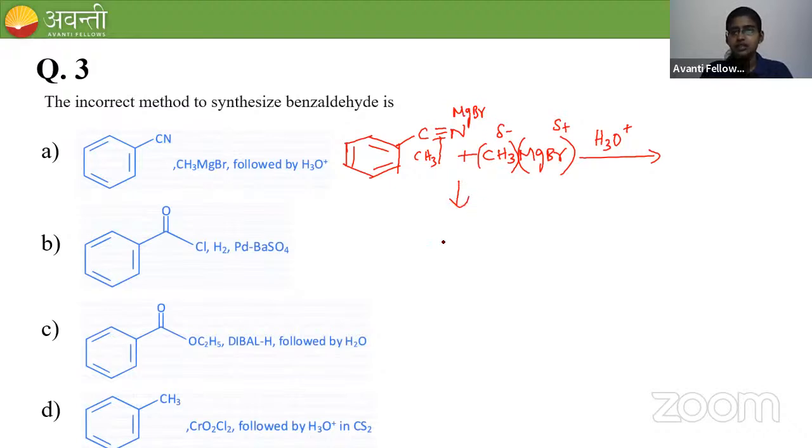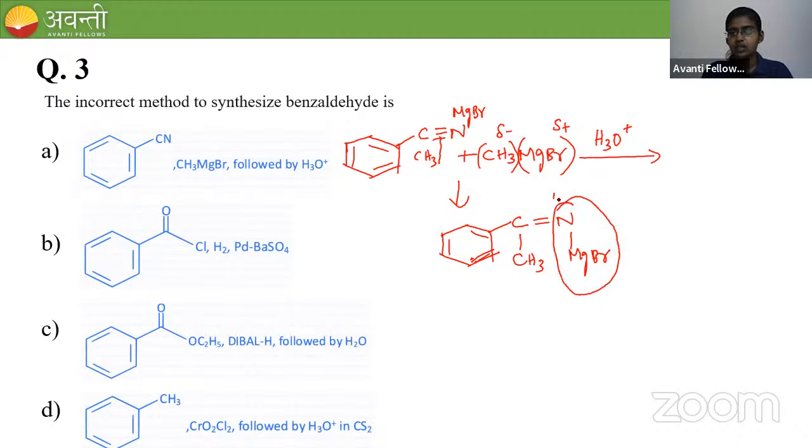So first we'll get an intermediate like this, that is C double bond N, with CH3 here, and MgBr added here. Now this compound on hydrolysis, the whole NMgBr group will be converted to oxygen. So what we will get? We will get C6H5, C, CH3, and double bond O. Got it?